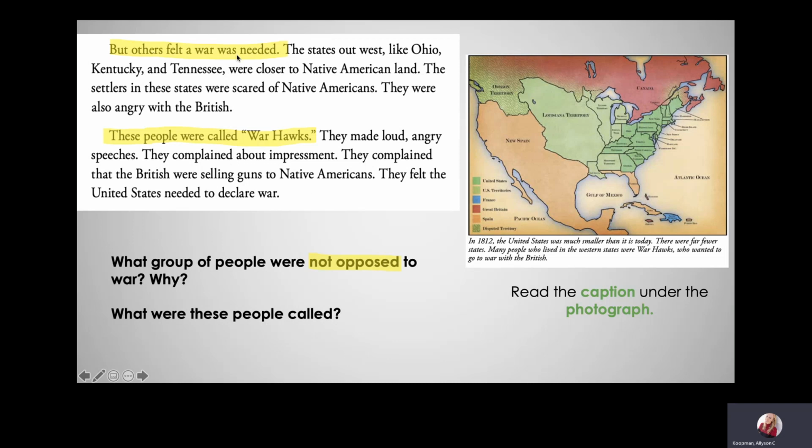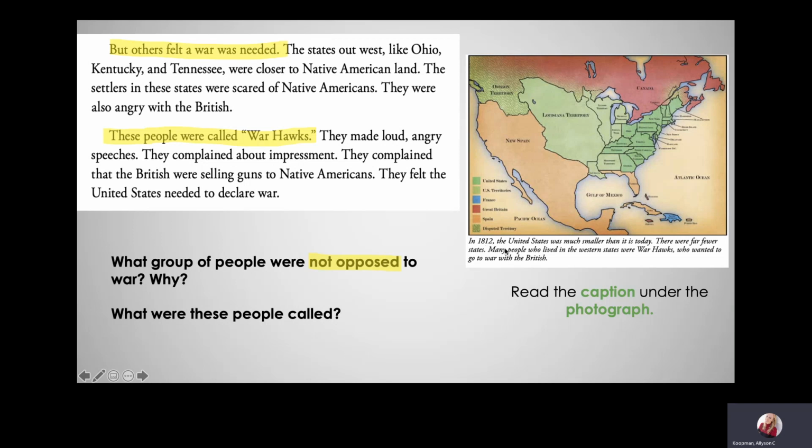Well, one, they felt a war was needed. Also, they were very angry because lots of problems were occurring. There was impressment, which you guys know what that is, when British sailors force American sailors to join the British Navy, which means they don't return home. They also complained that the British were selling guns to Native Americans, so they felt the United States needed to declare war.